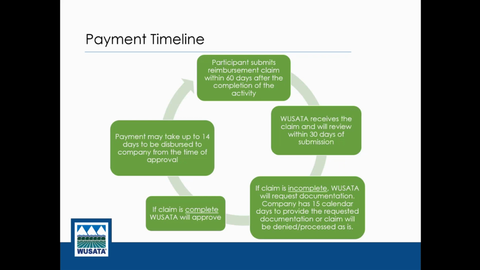So you'll find out more information on that the closer we get to October 1st. If the claim is incomplete, WSADA will request documentation and the company has 15 calendar days to provide the requested documentation, or the claim will be processed as is. If the claim is complete, WSADA will simply process it, approve it, send it for payment. It takes about 14 days for payment to be dispersed.